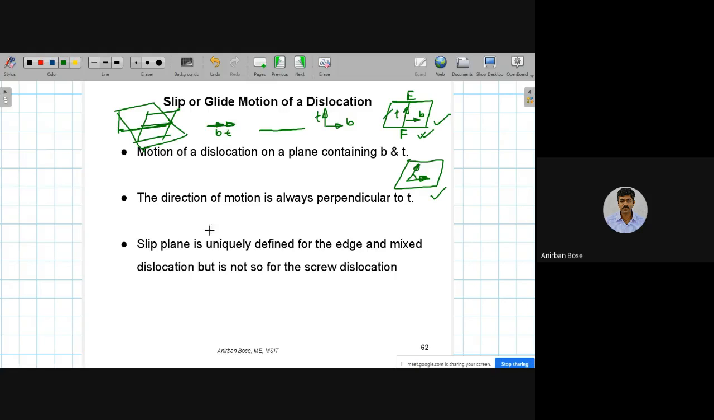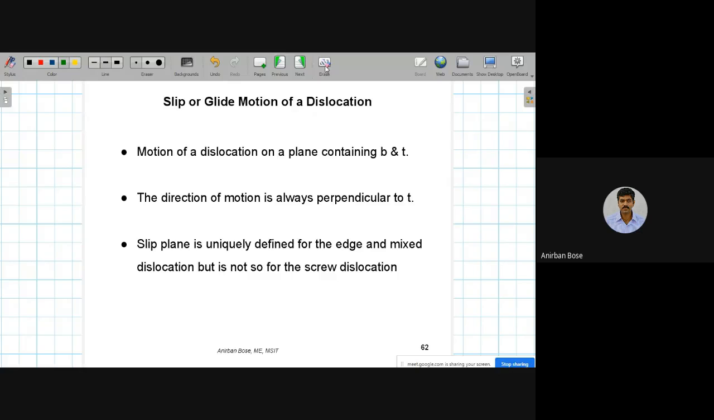Okay, so next thing is that the direction of motion is always perpendicular to T. Direction of which motion? Direction of the dislocation motion. So dislocation line will move in which direction? Dislocation line will move in a direction always perpendicular to T. Dislocation line will move perpendicular to T.